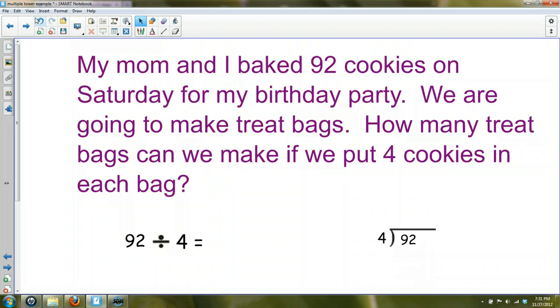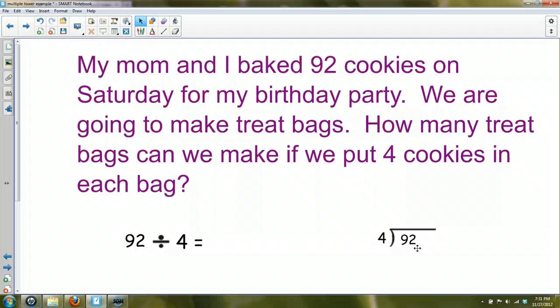So we're going to be working with the problem 92 divided by 4, or how many times does 4 go into 92? So I came up with this story problem to help me understand what I'm being asked to do when I'm asked to divide 92 by 4. So this is what I came up with.